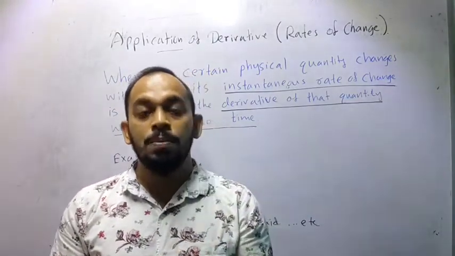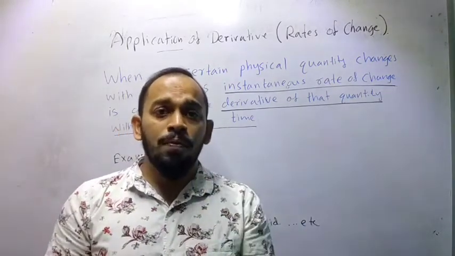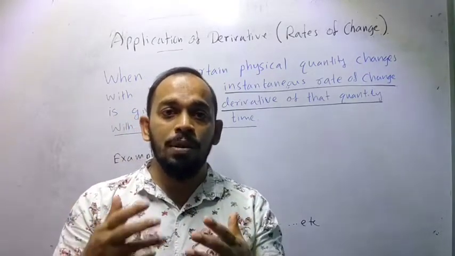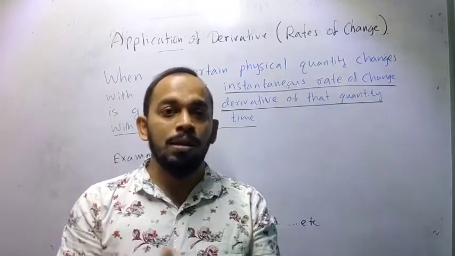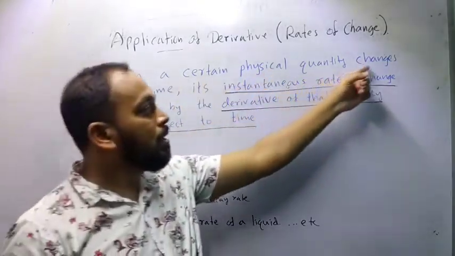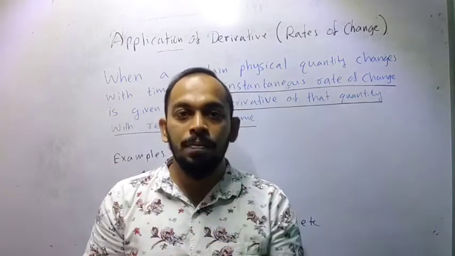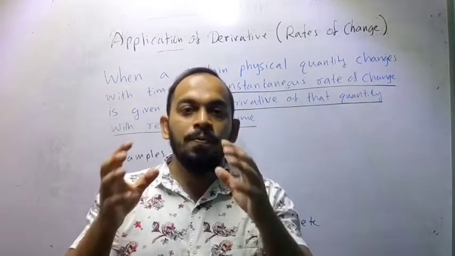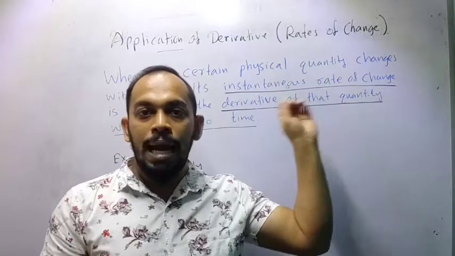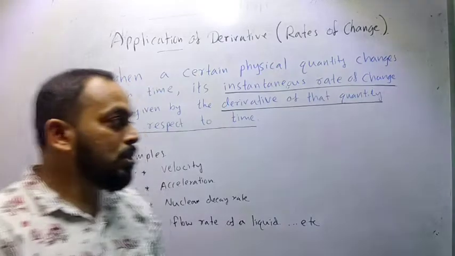What I mean by that is that a certain physical quantity, just like displacement, you can measure displacement, nuclear decay, flow rate, how flow of a certain liquid changes, the amount of flow of mass, how it changes. So those can be measured. When a certain physical quantity changes with time, and suppose we can find a function between this physical quantity and time, in that case, we can definitely differentiate that function with respect to time.